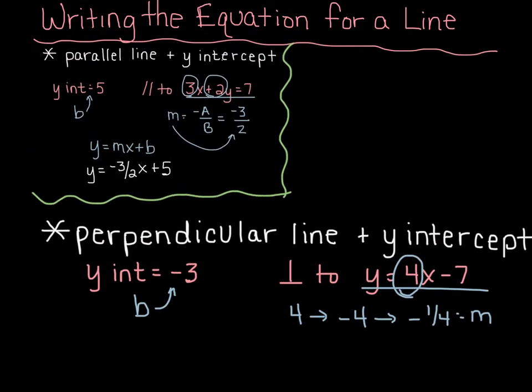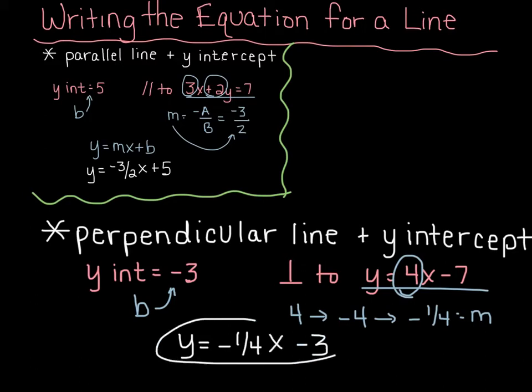And my final equation, I'm just going to jump right to it, would look like this. y equals -1/4 x minus 3. So again, almost as good as just handing you the slope. You just have to remember to do this step here.